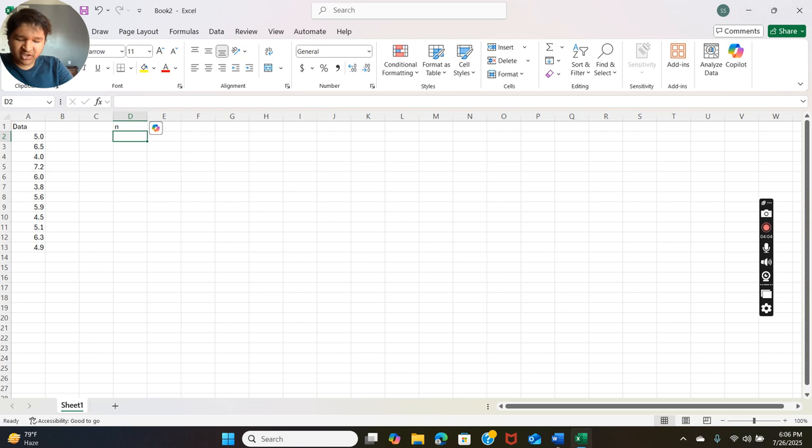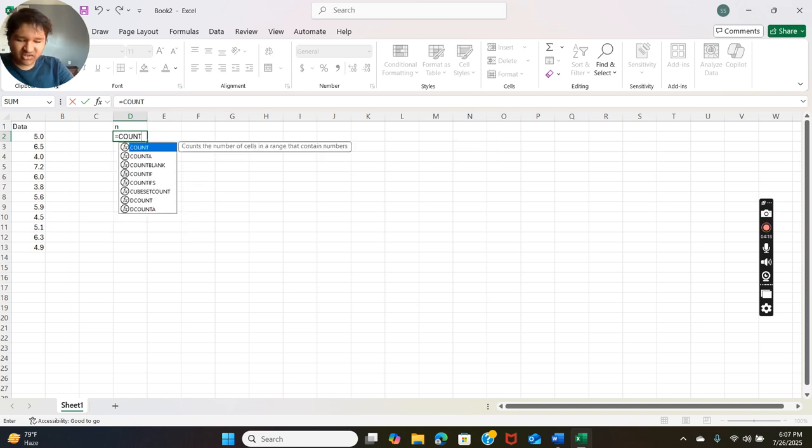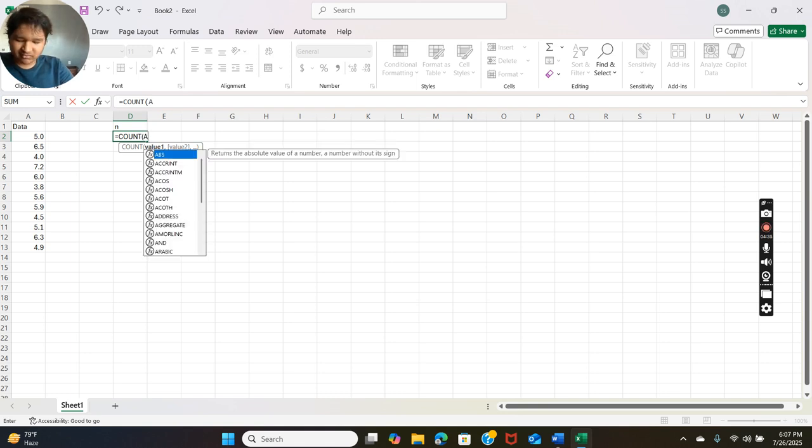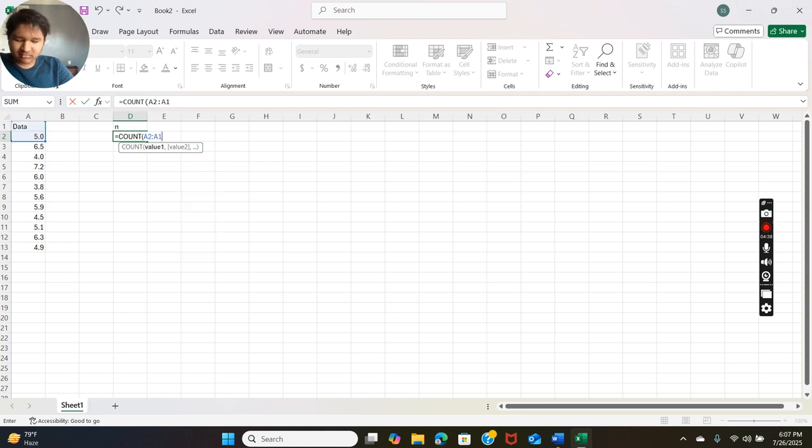To write any function in Microsoft Excel, we have to first write equals. So that's what I will do. Equals. And then we type count. C-O-U-N-T. Open parenthesis. And then you have to give it the data range that you want to count, which for that you have to type the first cell that has data, colon, and then the last cell that has data. So in this case, it will be A2 colon A13. A2, colon, A13. And then we write close parenthesis. And then enter.